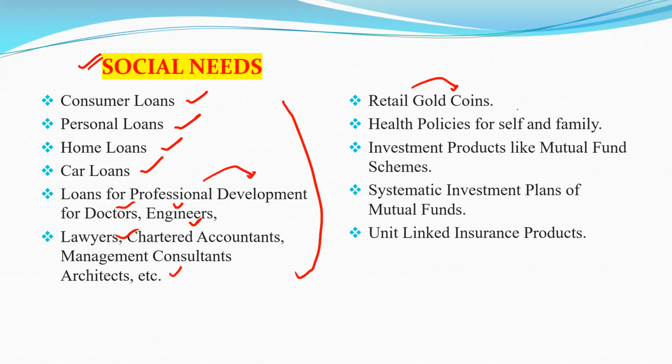Also retail gold coins, health policies for self and family, and investment products like mutual fund schemes, systematic investment plans of mutual funds, and unit linked insurance products. All these things come under the social needs.